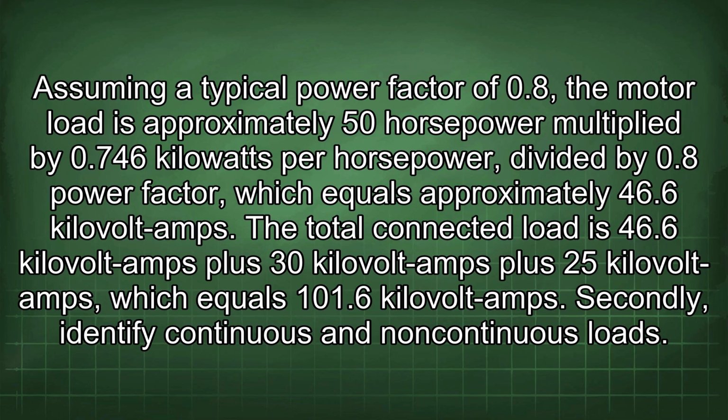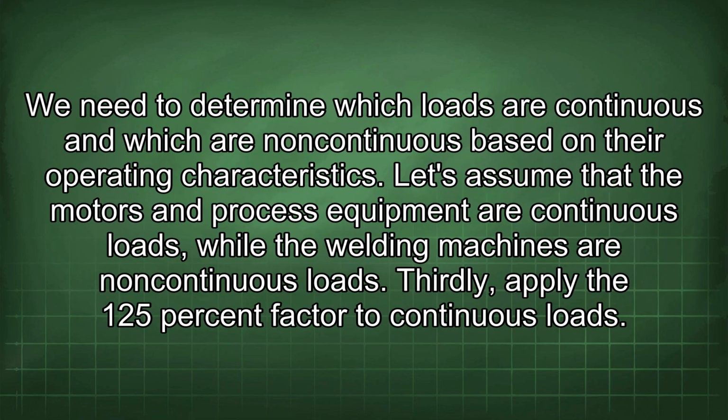Secondly, identify continuous and non-continuous loads. We need to determine which loads are continuous and which are non-continuous based on their operating characteristics. Let's assume that the motors and process equipment are continuous loads, while the welding machines are non-continuous loads. Thirdly, apply the 125% factor to continuous loads.